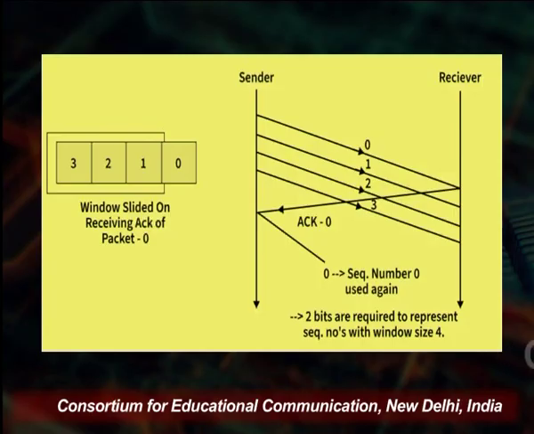In order to represent the sequence number within a window size of 4, we are obviously going to require 2 bits, as we have seen in our earlier slide: 0 0, 0 1, 1 0 and 1 1. So, in this way, these sliding window protocols, to be more specific, are going to work.